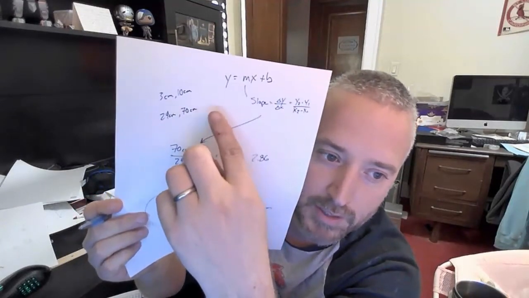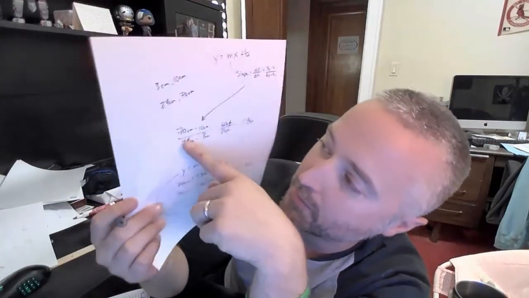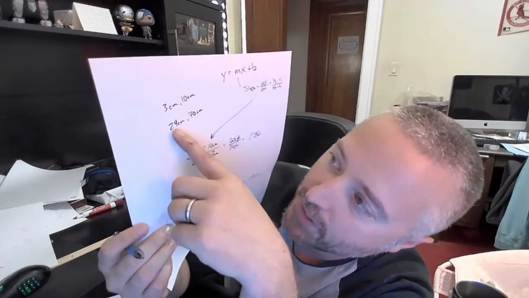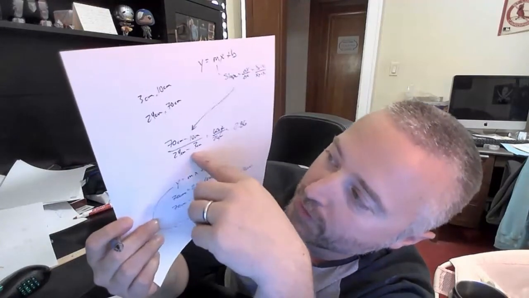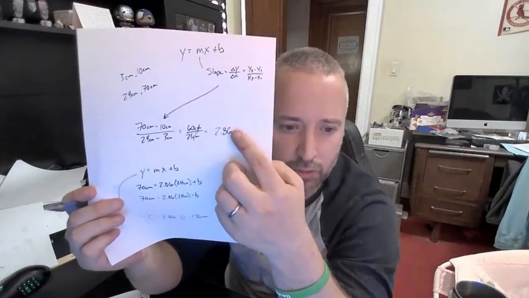So what's the later y? That's my 70 centimeters minus my original y. So I got 70 minus 10. And then I do my x's. The later x, x2 minus the earlier one, 24 minus 3. And I get 60 over 21, which ends up being 2.86.